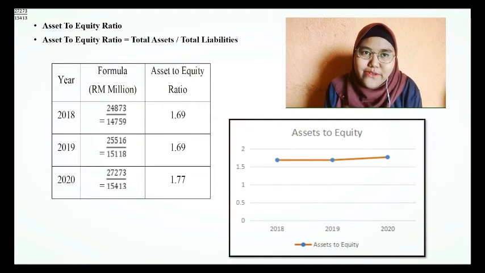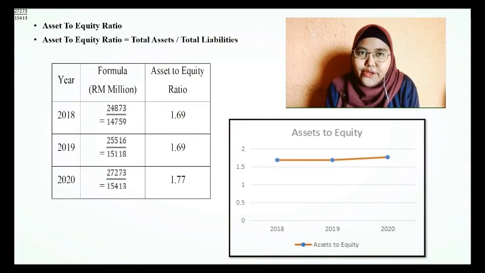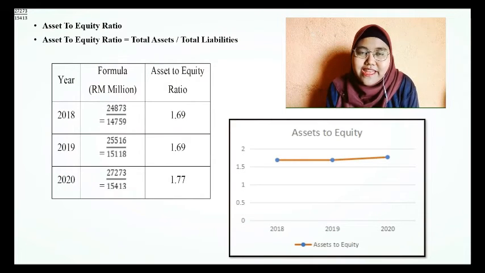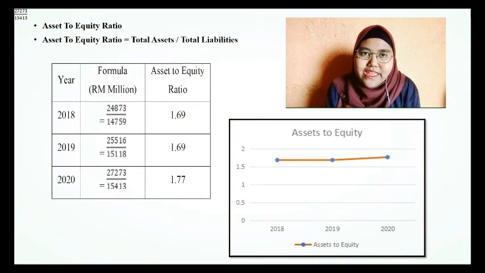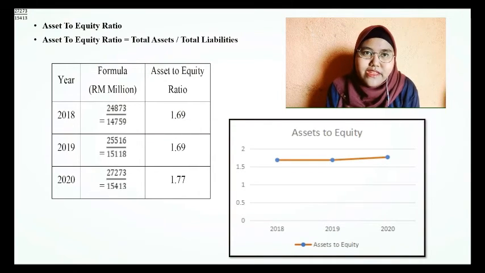Next, asset to equity ratio. Asset to equity ratio can be calculated by dividing total assets by total liabilities. Sime Darby Berhad's asset to equity ratio in 2018 and in 2019 stayed the same at 1.6 times. Then it increased to 1.77 in 2020. This indicates that the company is taking on less debt to buy its assets.